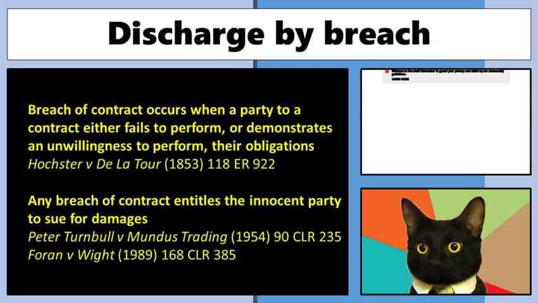Got some more later. All right, so another way we can discharge obligations, or rather, maybe it's the way we don't want to be discharging obligations, is through breach. That is where one side either fails to perform or demonstrates an unwillingness to perform one or more obligations under a contract. So when they either don't do something, or they tell you or demonstrate to you or a third party that they're unwilling to perform contractual obligations, that is a breach of contract.